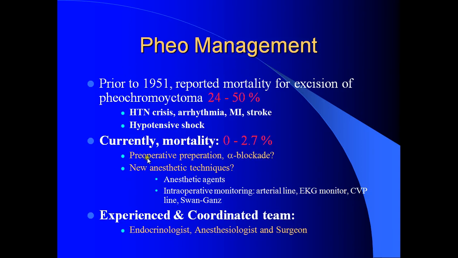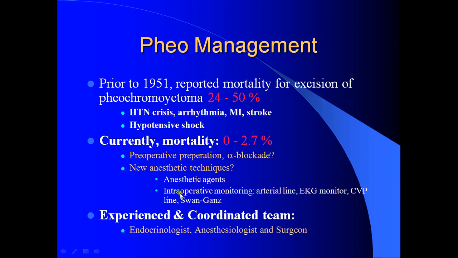So you have to correct and prepare the patient before going on for surgery. Prior to 1951, reported mortality for excision of pheochromocytoma was 24 to 50%. And the reason was hypertensive crisis, arrhythmia, MI, stroke, or hypotensive shock. Currently, mortality is only 0 to 2.7%. Preoperative preparation and alpha blockade helps, and new anesthetic techniques like anesthetic agents, intraoperative monitoring lines, EKG, CVP, Swan-Ganz, they all have helped, and that is the reason that the mortality has come down.